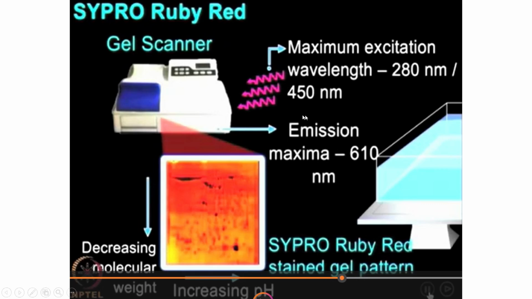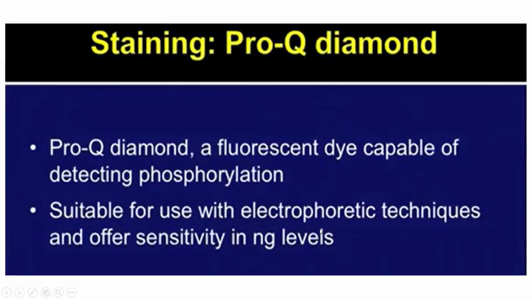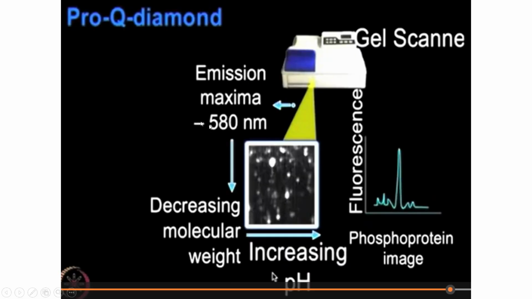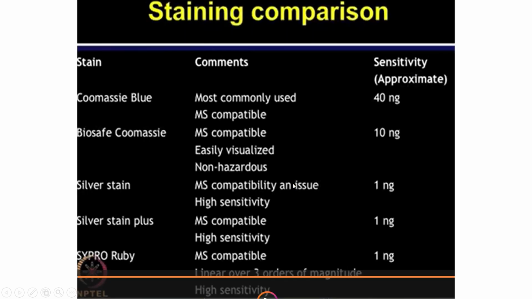Then visualization also depends upon the type of staining you are using. Accordingly, those specific wavelengths will be used for detecting those specific bands in the illuminator. Similarly, there is Pro-Q Diamond. Everything is similar. According to the dye, the emission wavelength will change, and accordingly the appearance will change, and the sensitivity of each dye is different.